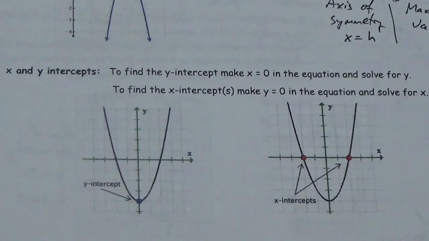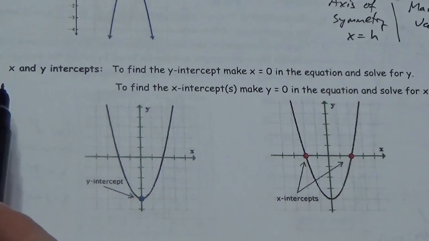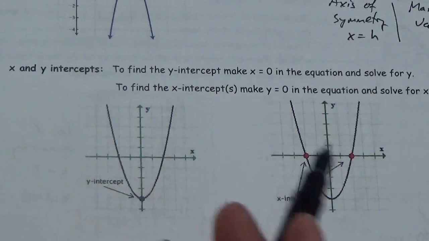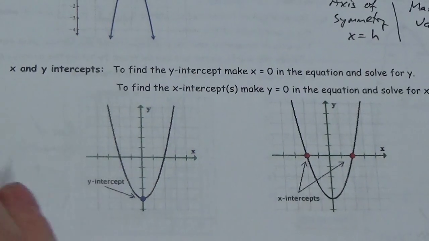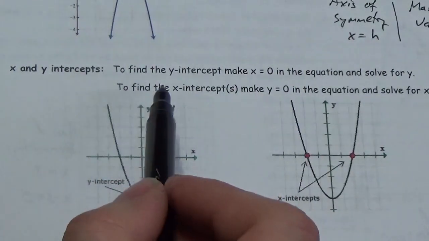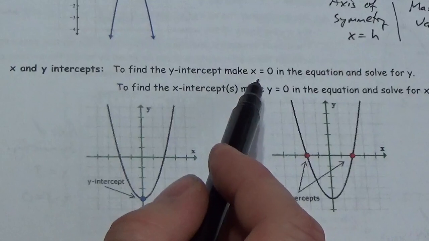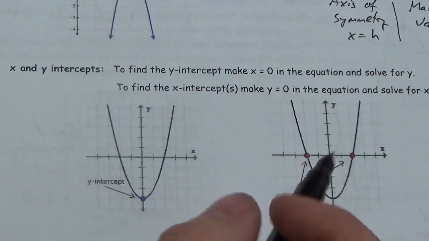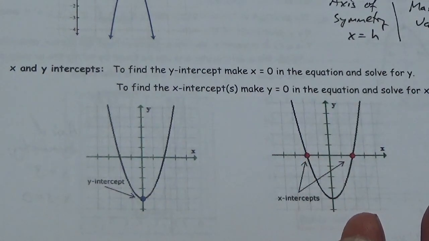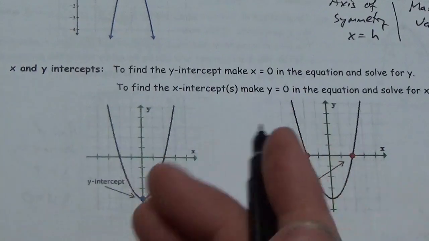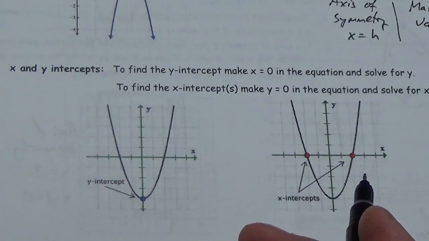Okay, so the last property that we're going to look at right now will be the x and y intercepts. I mean, there are other things that we're going to look at here, but we're just going to briefly mention this here. Remember that to find the y-intercept, you make the x equal to 0 in the equation and solve for y. This is basically just the process of evaluation.